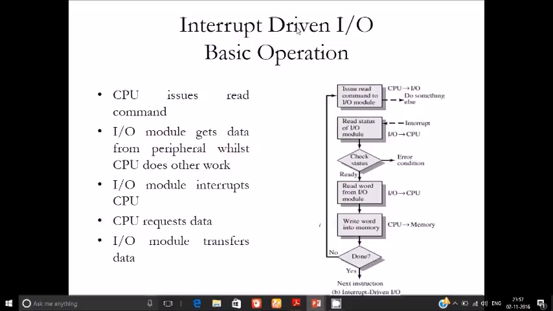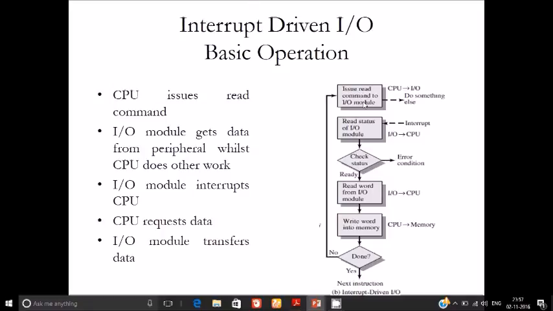Now go to interrupt driven input output. This is the flow diagram. This is one of the important things. See here, when we capture interrupts, the CPU issues a read, then the input output module gets the data, and the CPU does not wait. The input output module interrupts the CPU, the CPU requests data, and the input output module transfers it. Here the CPU doesn't keep checking, and you can see the flowchart as well.